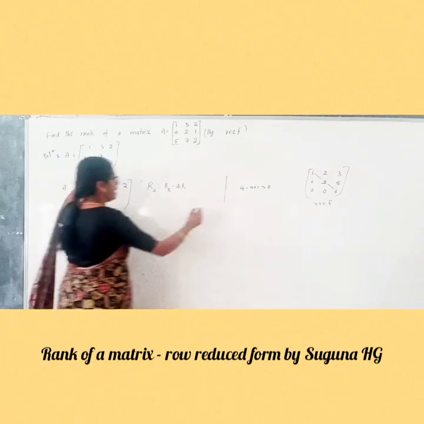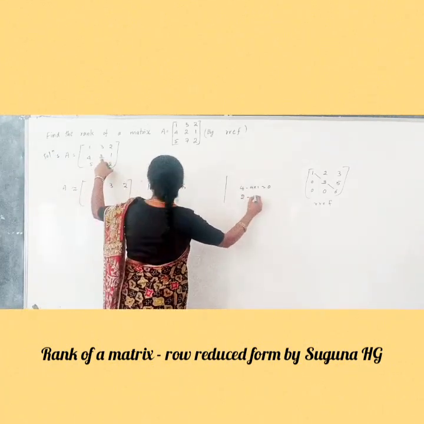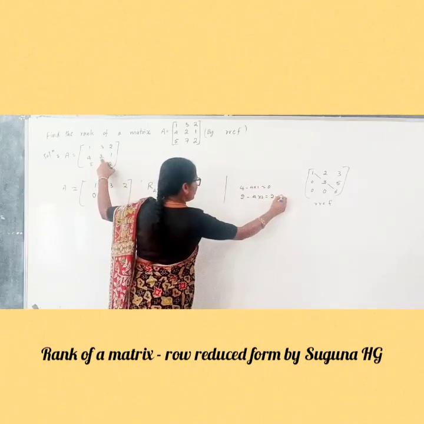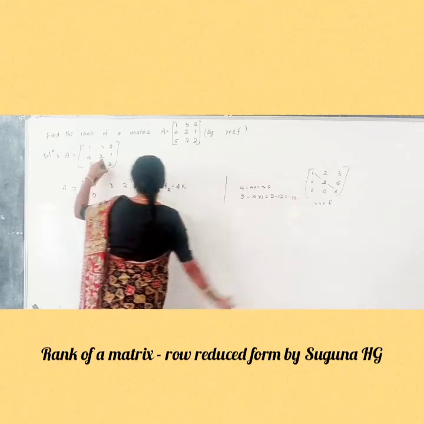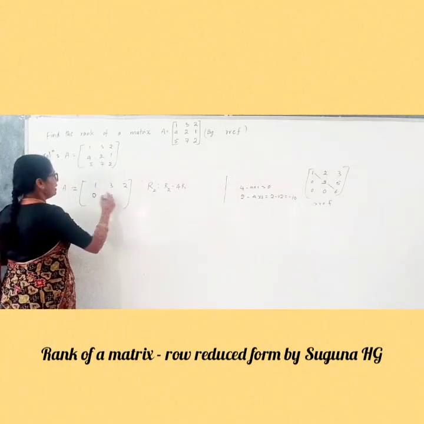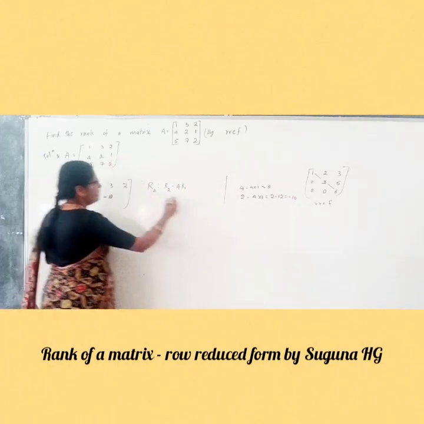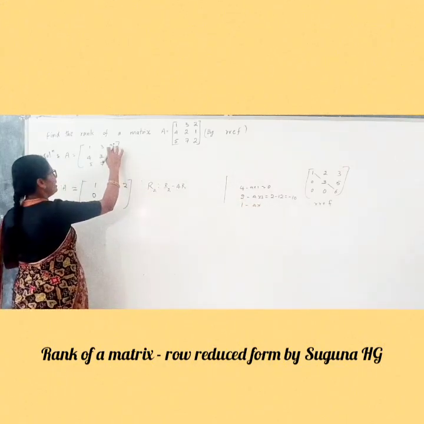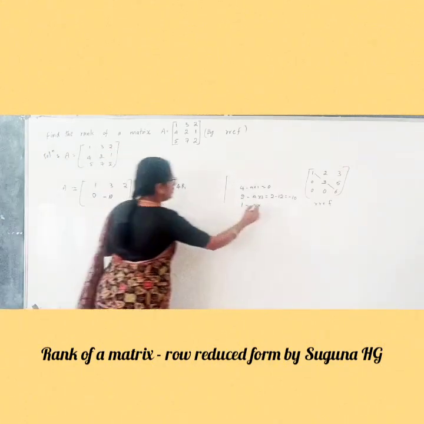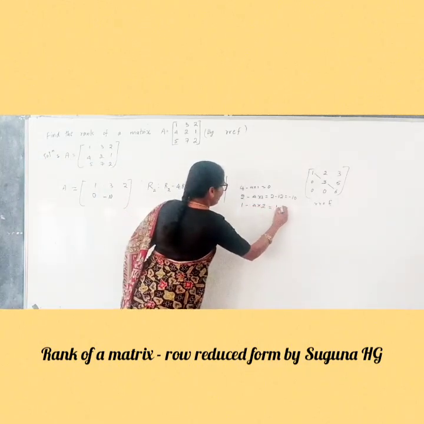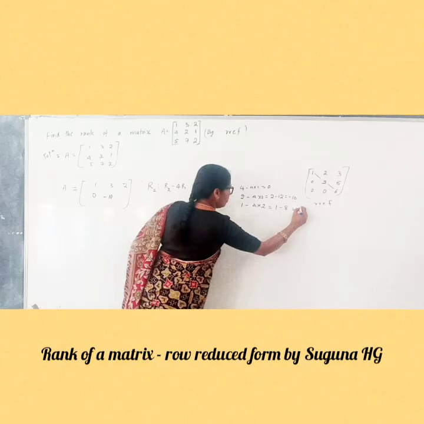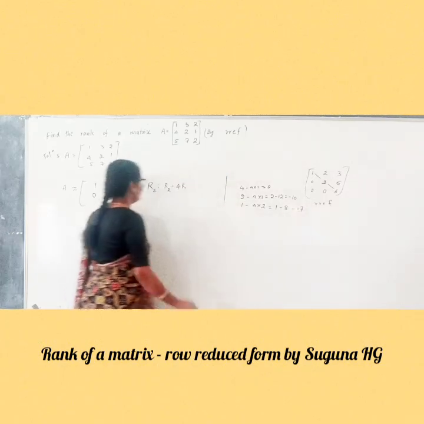Then coming to the second element: 2 minus 4 into 3. So 2 minus 4 threes are 12, which is equal to minus 10. Then the third element, that is 1 minus 4 into the third element in the first row, which is 2. So you will get 1 minus 4 twos are 8, which is equal to minus 7.